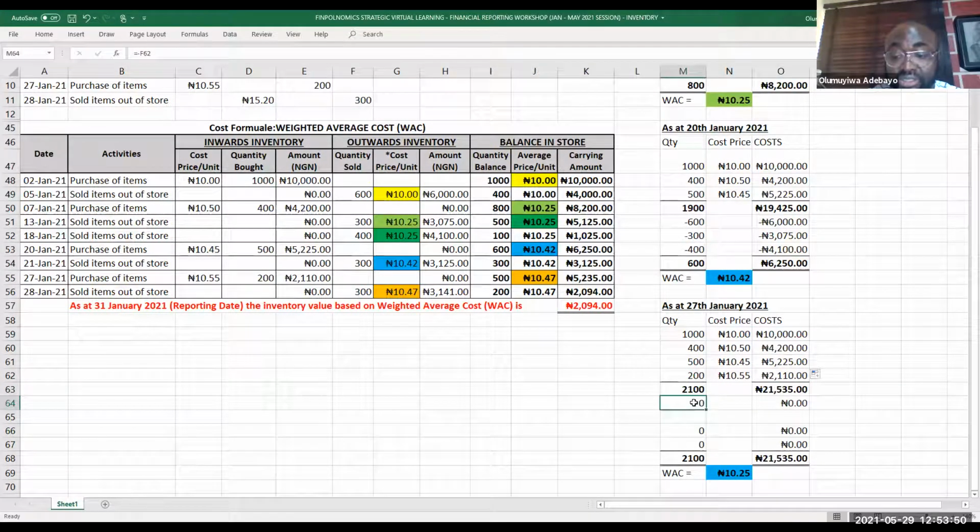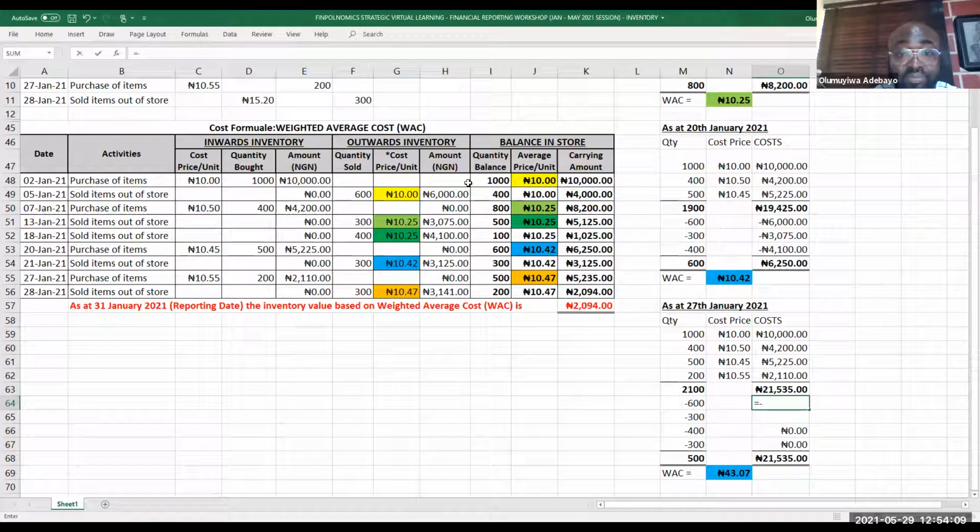Okay, how much did you sell out? 600, 300, 400, 300. Okay, which means that this is the 500 you are seeing here.